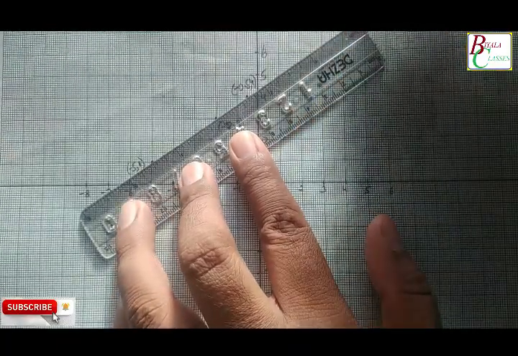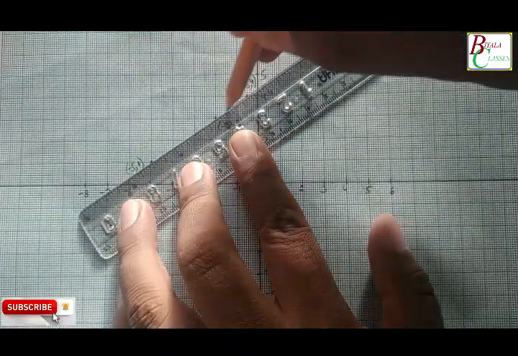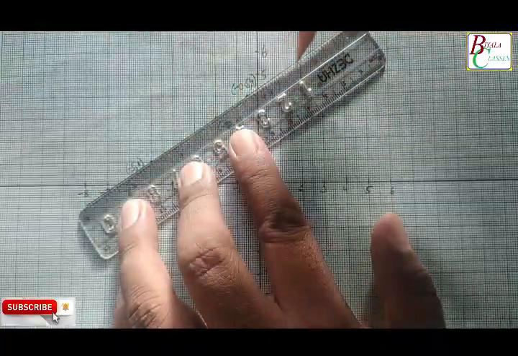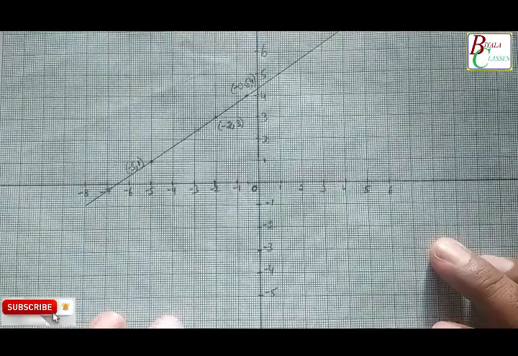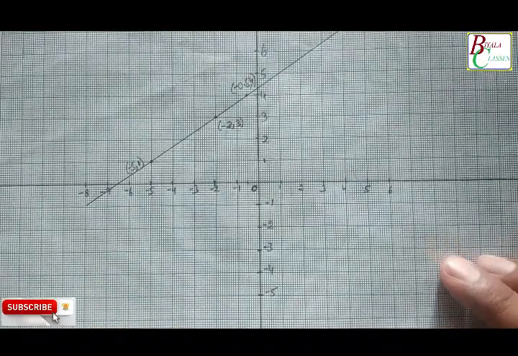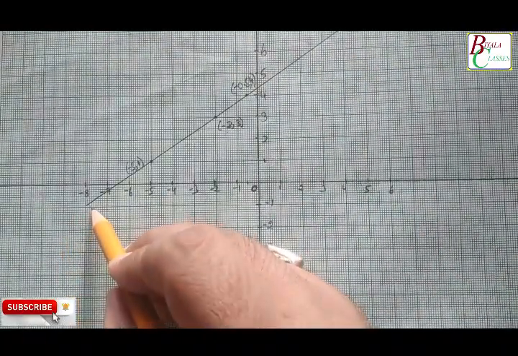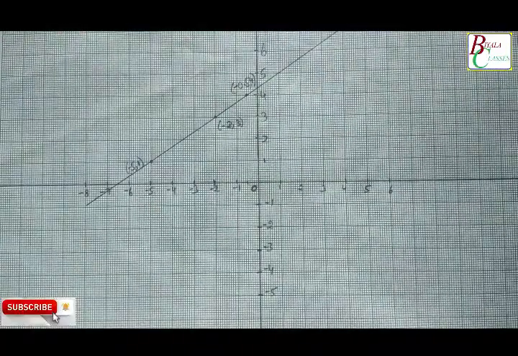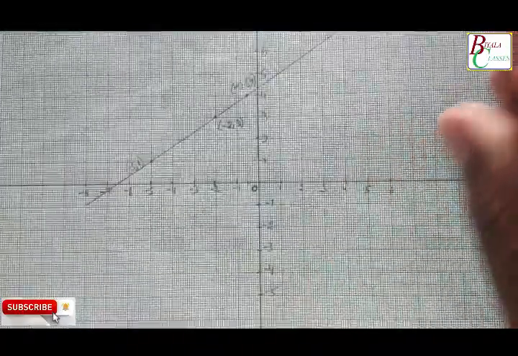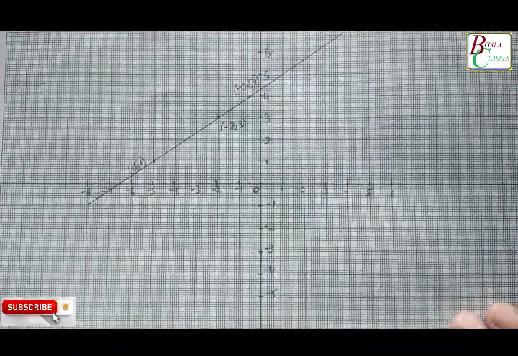So just use a scale and then draw a straight line. After drawing this straight line, you can do one more thing. On one end of it, you may write the equation to represent which equation this line is for.